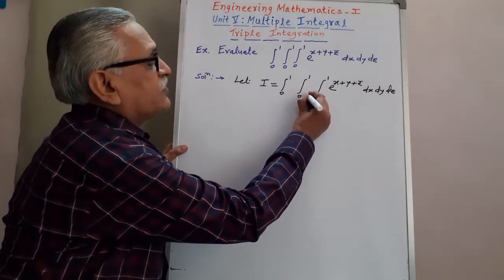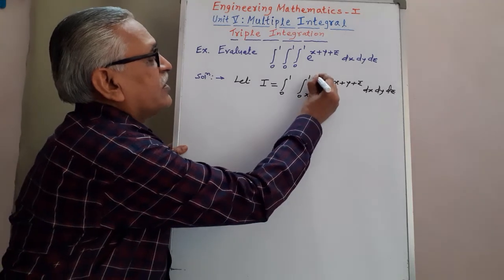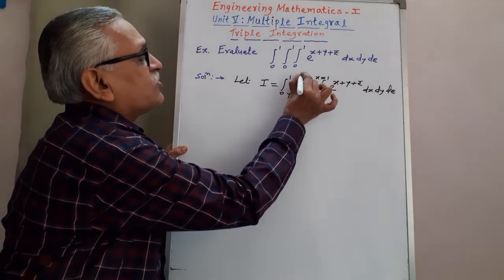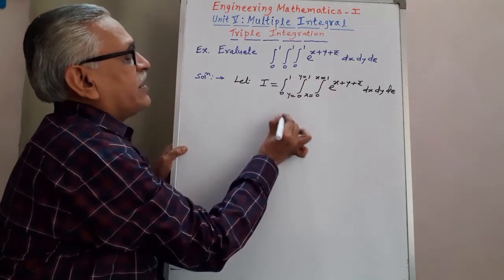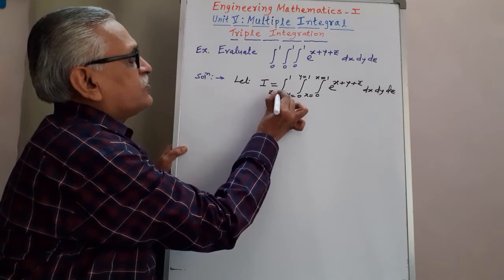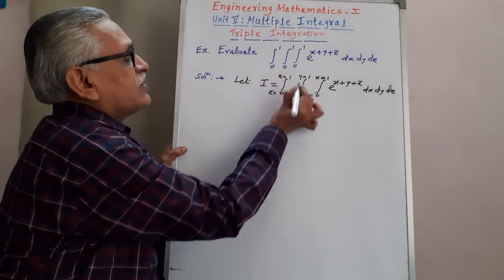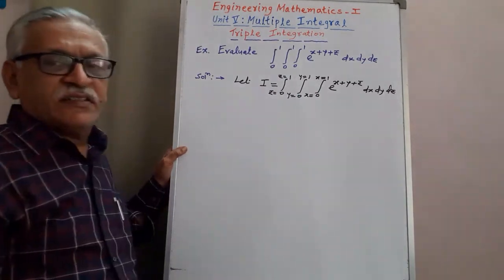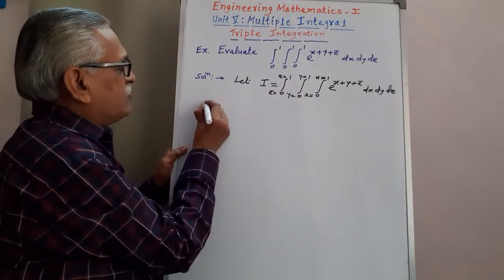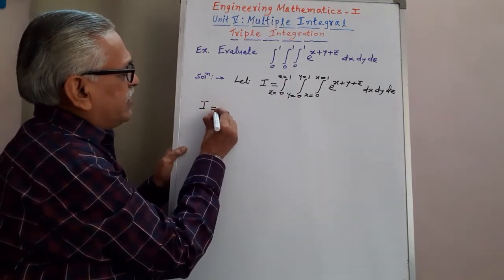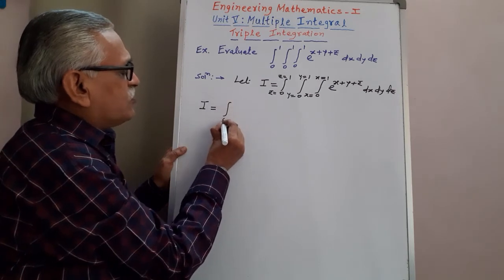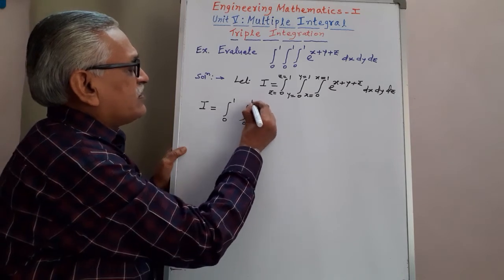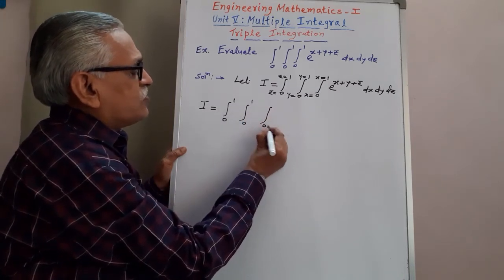Therefore here we consider the inner limit for x equals 0 to x equals 1, second one is y equals 0 to y equals 1, and the outer limit for z equals 0 to z equals 1. It means first integration is performed with respect to x, then with respect to y, and then with respect to z, and therefore I can rewrite it as integral from 0 to 1, integral from 0 to 1, and integral from 0 to 1.